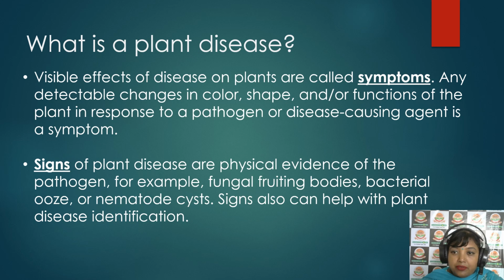So now we know some of the difference between symptoms and signs. What is a symptom and what is a sign? The visible effect of disease on plants is called symptoms. Any detectable change in color, shape or function of the plant in response to a pathogen or a disease-causing agent is called a symptom. A sign is the physical evidence associated with the pathogen, like fungal fruiting bodies, bacterial ooze or nematode cyst, seen with the alteration of the normal functioning of the plant. Signs can also help with plant disease identification.